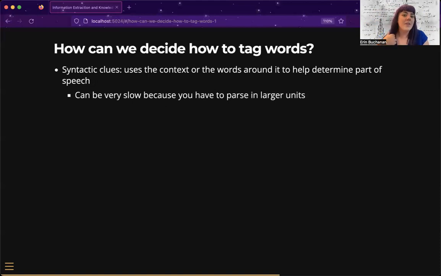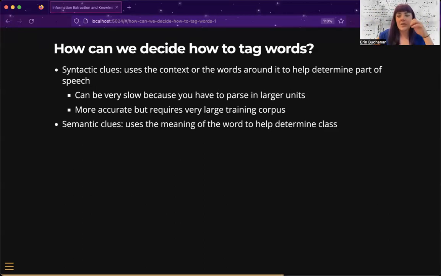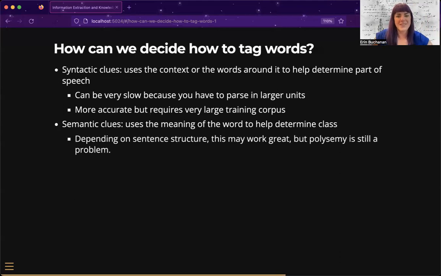And that can be very slow, because to do that, you have to parse these bigger units of text and you have to have a lot more training data. But it is more accurate. And the last thing we could do is actually use word meaning. Word meaning can help you determine which class it is. So if I know that the word fire means to relieve someone of their job, that's a verb, because the meaning tells me that it's not the noun form. That's actually exceptionally difficult, because to understand which meaning it should be, you have to do word sense disambiguation, and to do word sense disambiguation, you already need to know the part of speech.